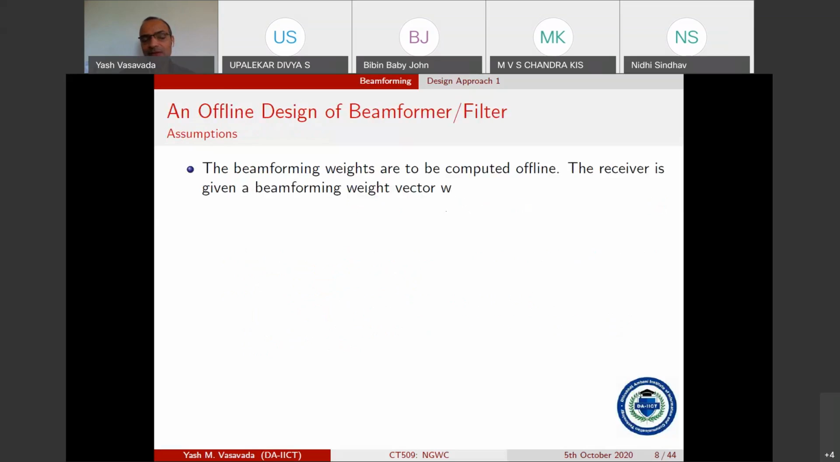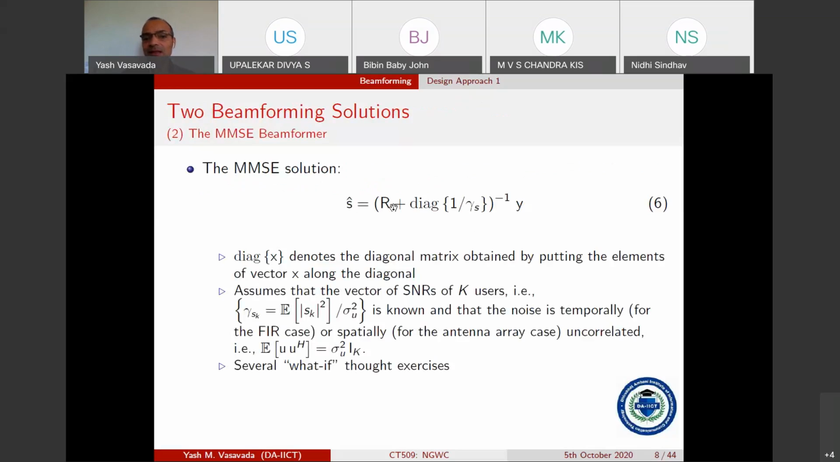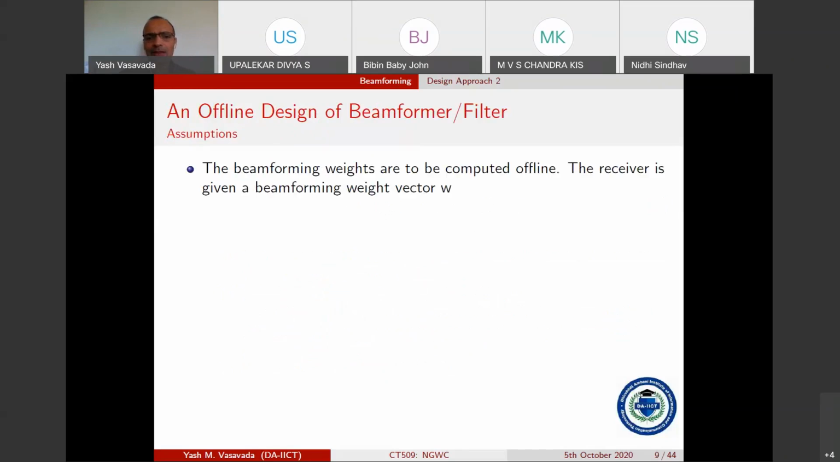In a specific case, if this matrix R is, for example, non-invertible for some reason, then we can't even use the decorrelating detector, but we can still use the MMSE. Okay, so that was the general solution of the beamforming problem.